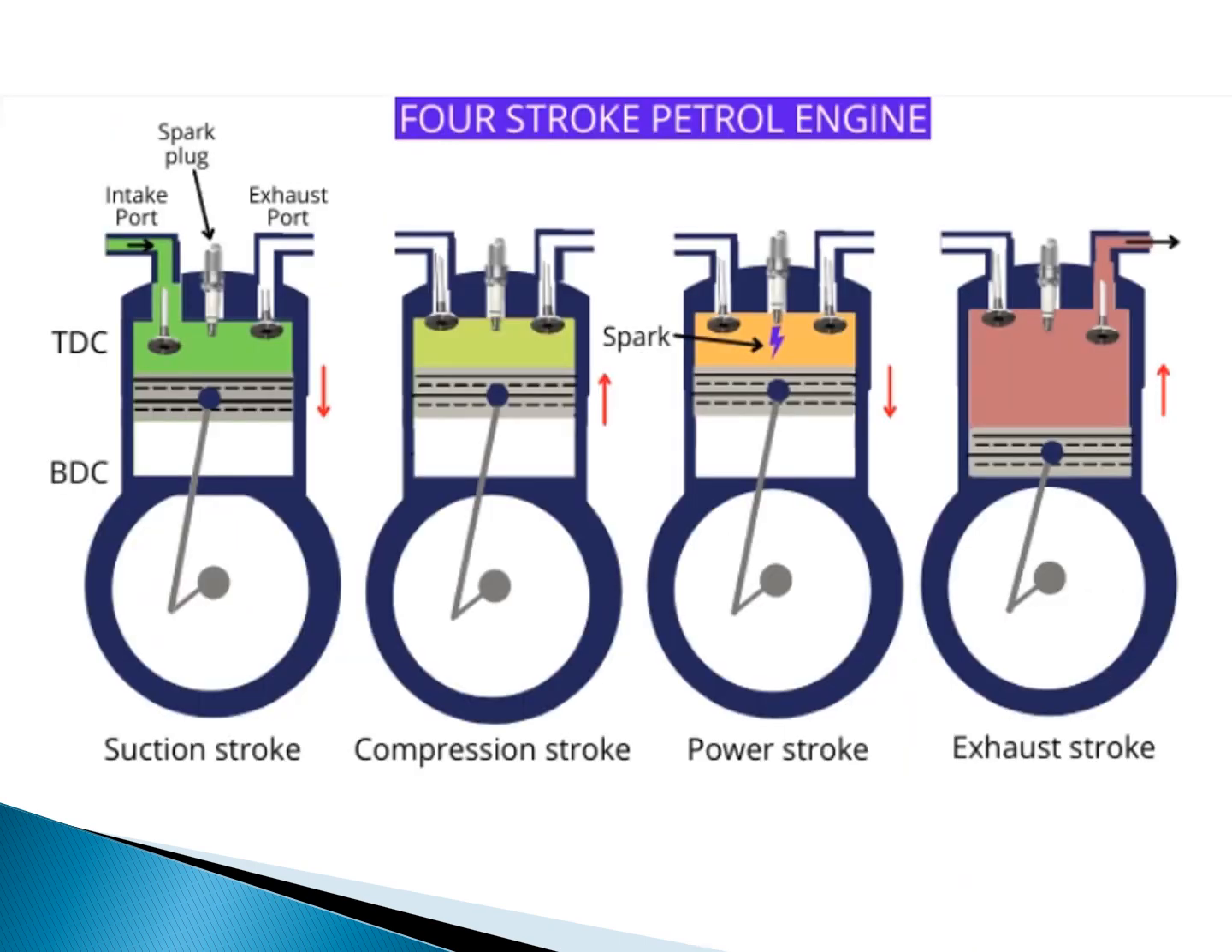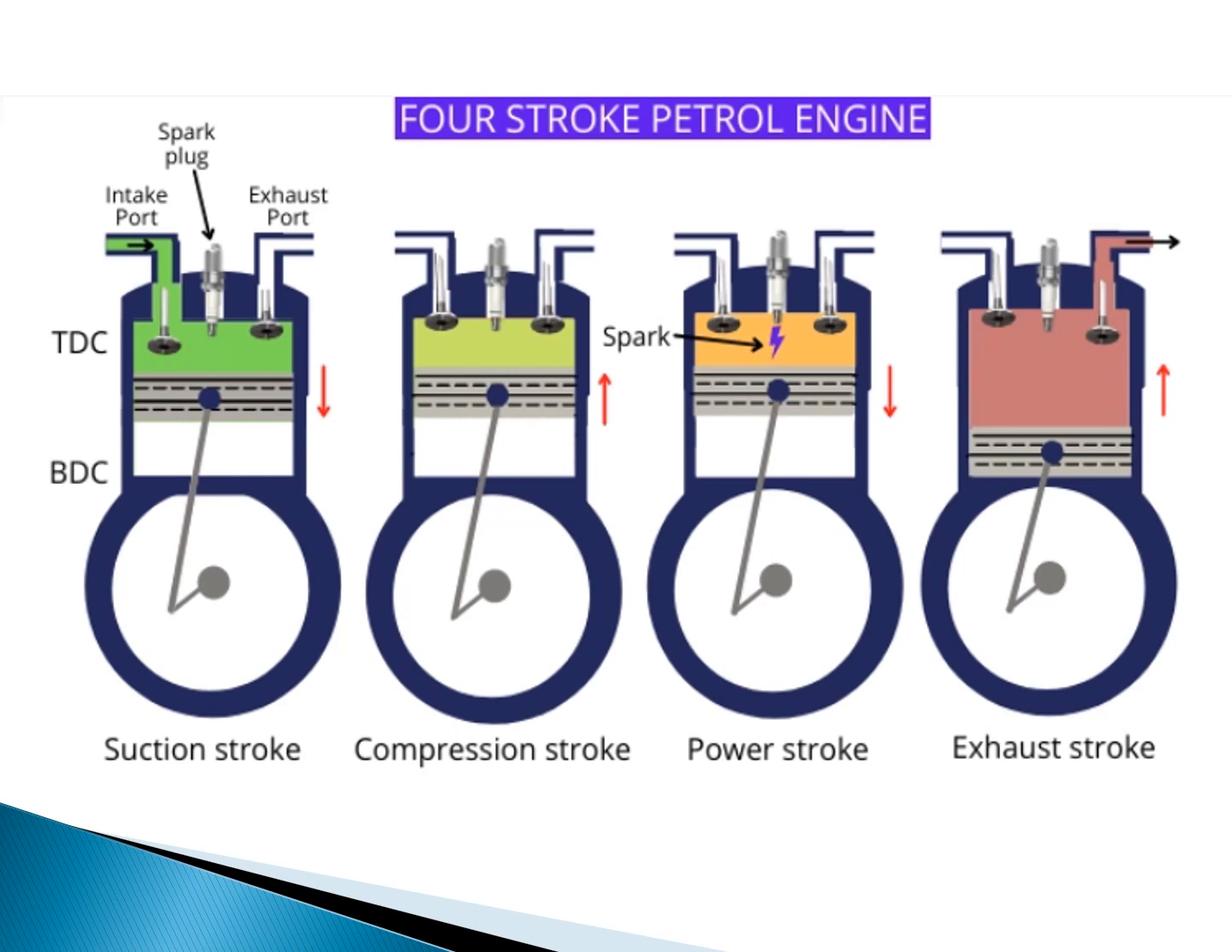Now let's discuss the working of the 4-stroke petrol engine. The working principle is almost the same as the diesel engine, but there are a few differences between them. In the 4-stroke petrol engine, similar to the diesel engine, there is an inlet port, exhaust port, piston, connecting rod, and crank.